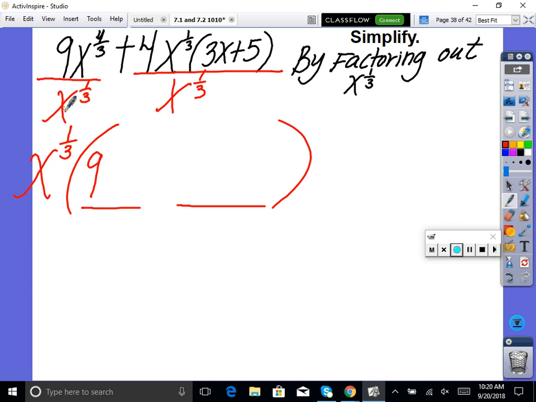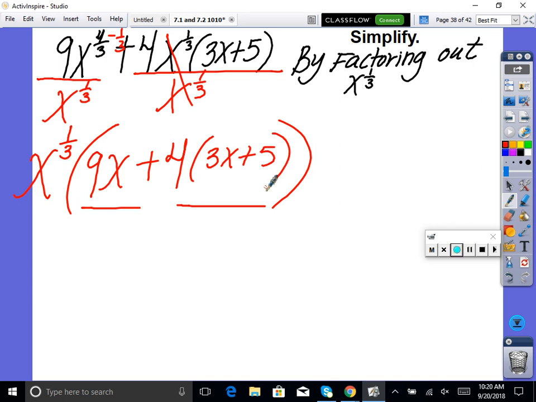Subtract. When you divide, then you subtract. So this is 4/3 minus 1/3, which is 3/3, which is 1. So we have 9x to the 1. Moving on, we have a 4, and it's actually positive 4, so plus 4. And then x to the 1/3 divides out, and then left is 3x plus 5.